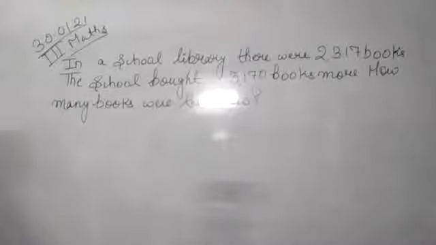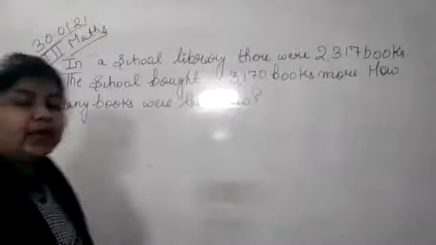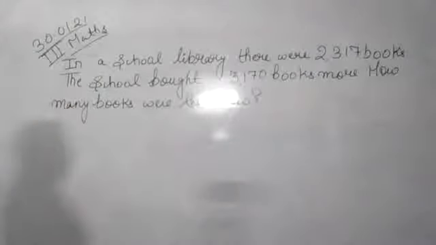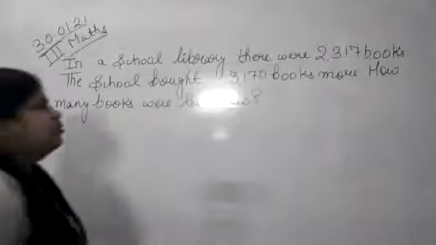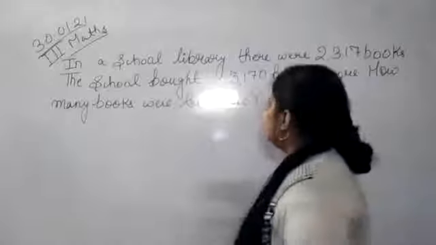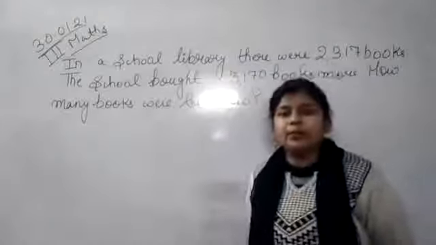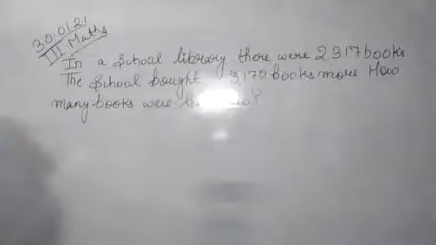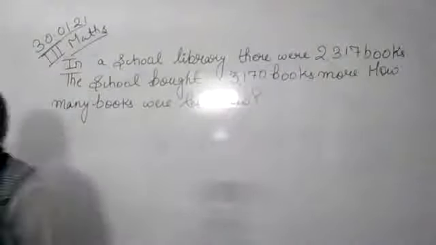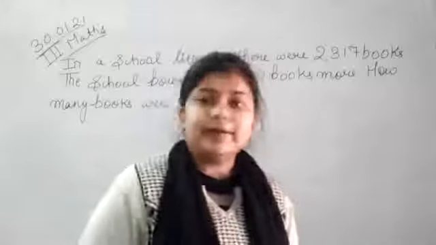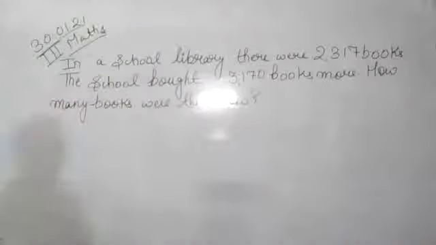Chaliye. Ab dekho is question mein kya hai ki ek school mein library, jaise aapki school mein library hoti hai, us tarah ki library mein 2,317 books the. और अब स्कूल में 3,117 बुक्स और आ गए. Now how many books were there now. अब कितने बुक्स हैं. तो जब question में more बोला गया है that means what you have to do here. You have to do the addition. So let us start writing the statement here. So in a school library there were 2,317 books.